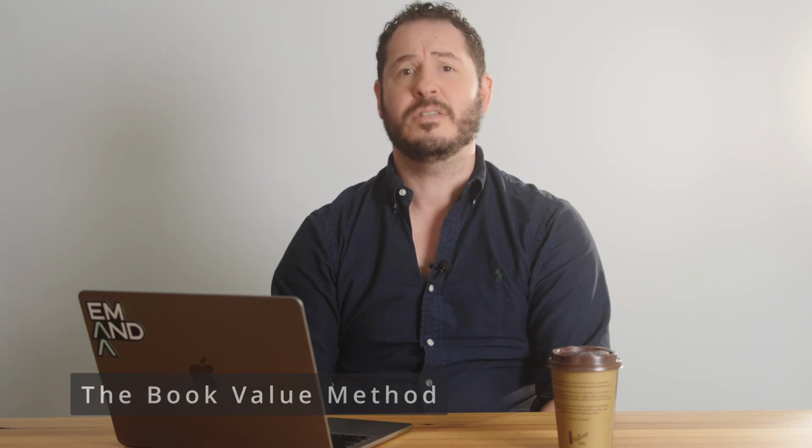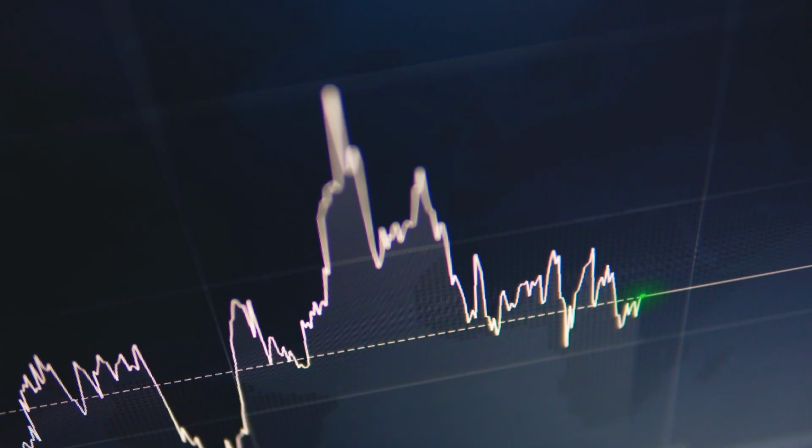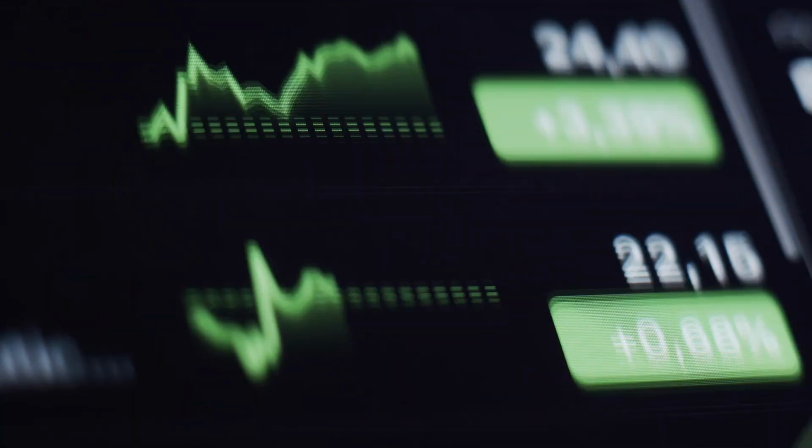First up is the book value method. This is one of the simplest ways to value your business. It's calculated by subtracting your total liabilities from your total assets. This method is particularly useful if your business has valuable assets, but maybe not a lot of profit. So let's say your business has assets worth $100,000 and liabilities of $25,000. Using the book value method, your business would be valued at $75,000.